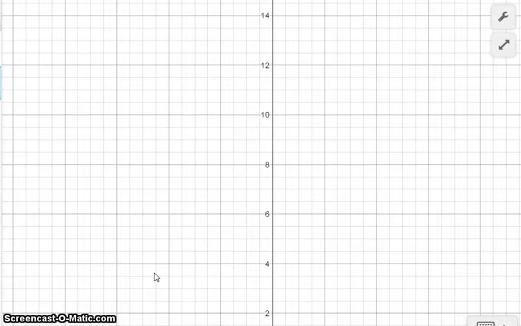So, just to review, we're solving a system of equations, and not just two lines, but now we're going to be solving with parabolas and lines at the same time. So this graph right here, we're actually going to go over number one on your worksheet that you have in front of you. And here is the first equation here.